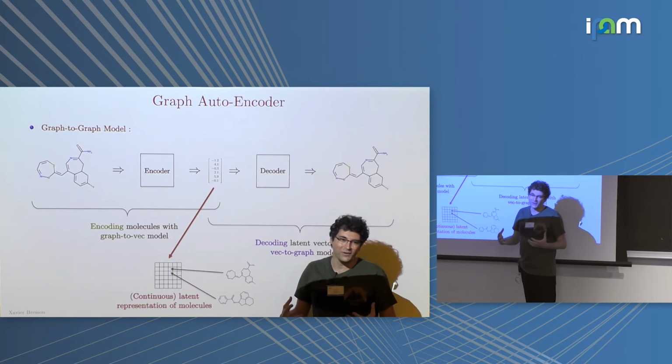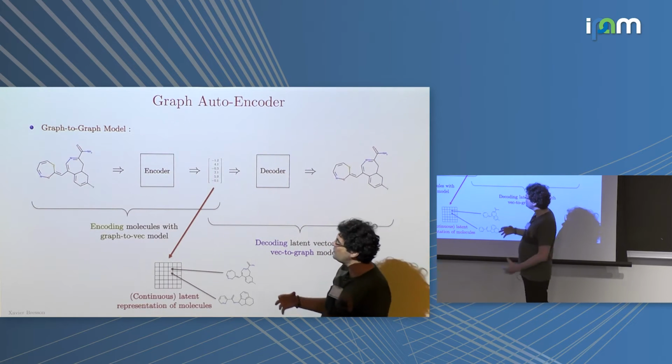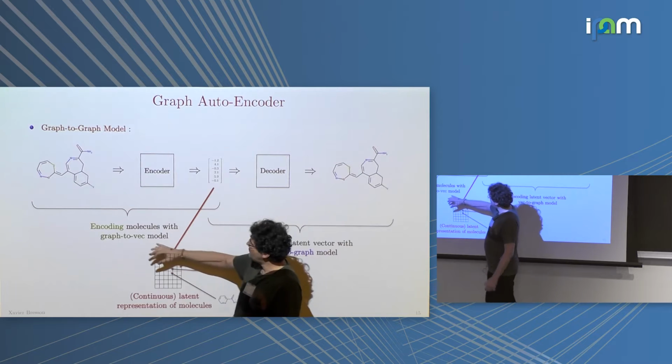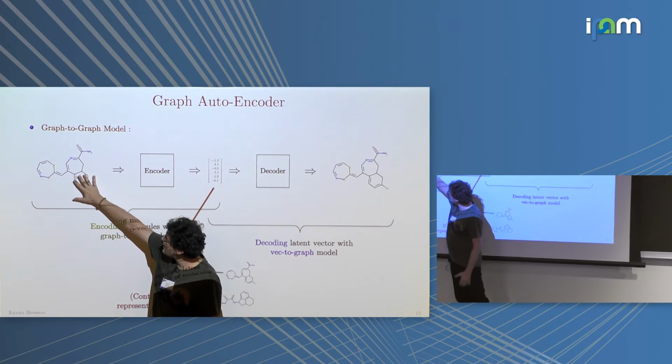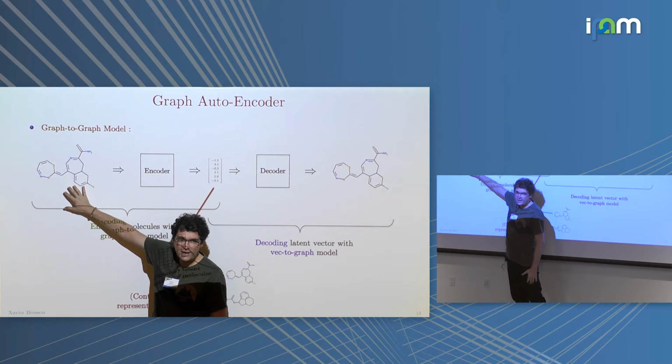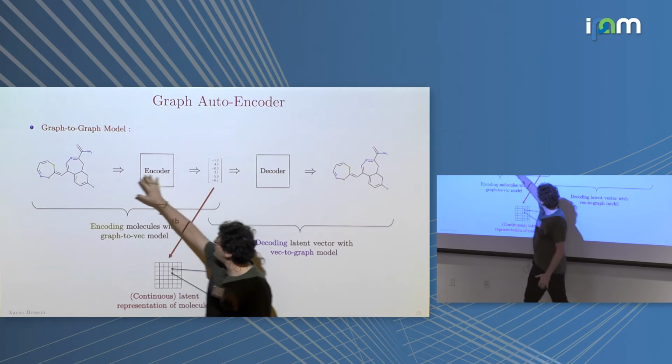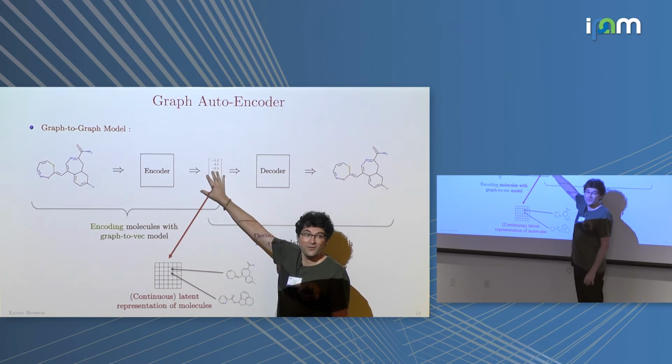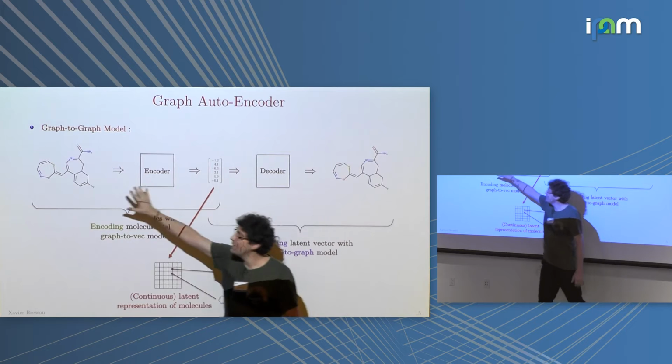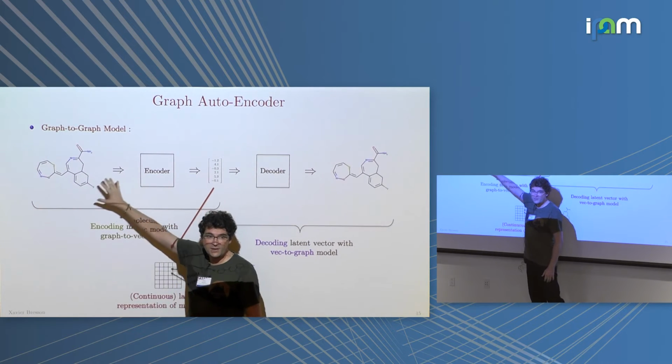And of course, it's going to have two parts. The first part is the encoding. I'm going to start with my molecular graph. Then with the encoder, I'm going to get a continuous vectorial representation of my combinatorial graph. So this is the first part.